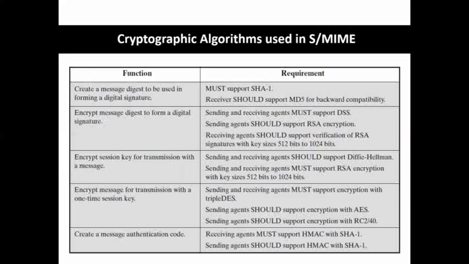For example, for creating the message digest, whatever the message digest, from that message digest you're going to form a digital signature. For creation of the message digest, you MUST support the SHA-1 algorithm. But the receiver SHOULD support MD5 for backward compatibility. That is, it might use MD5 for backward compatibility.